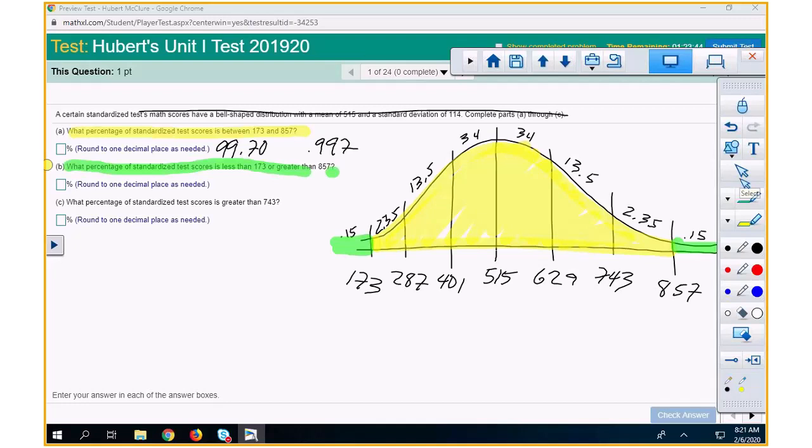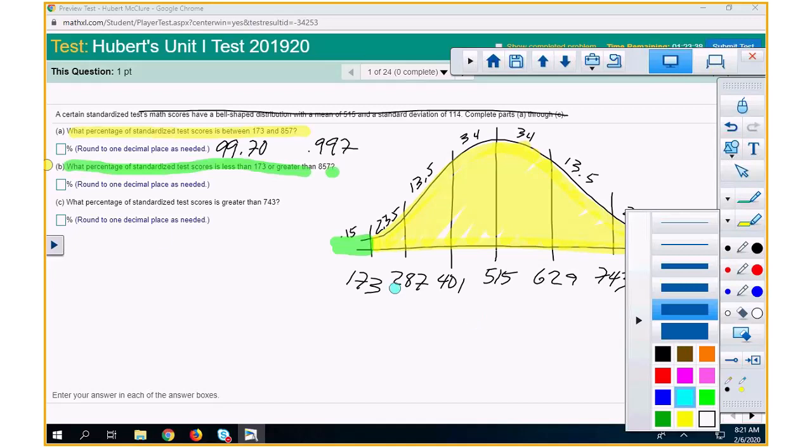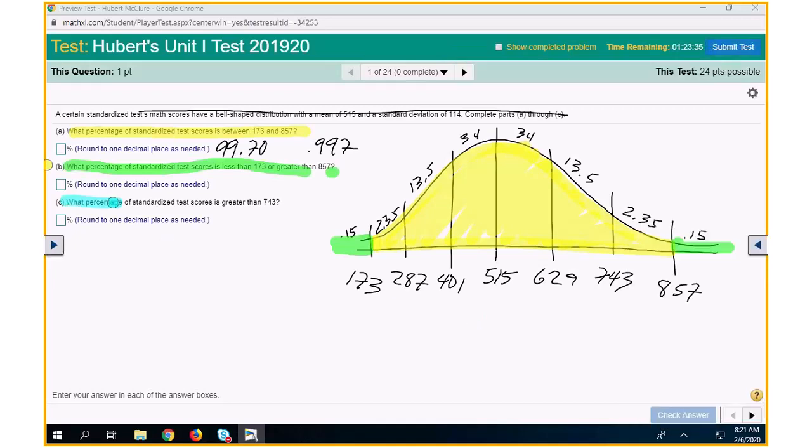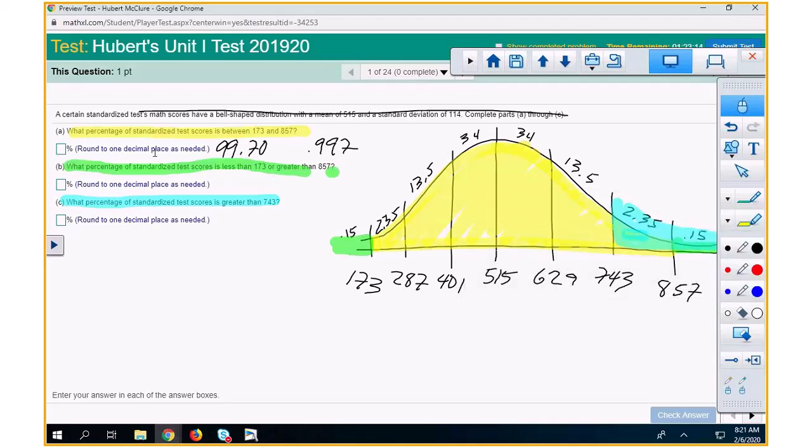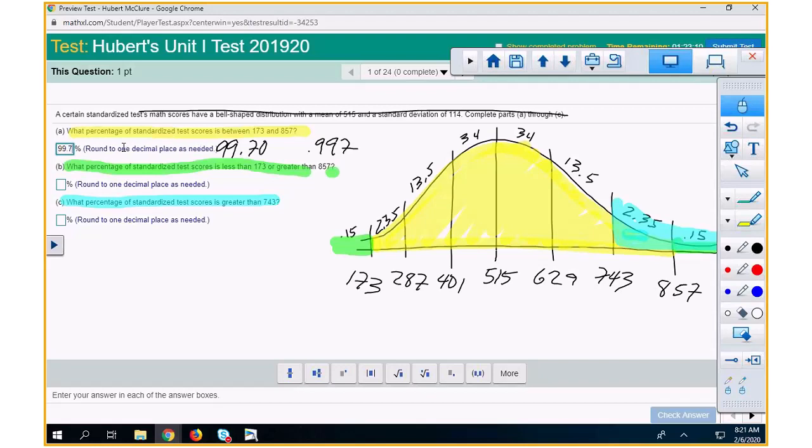So we'll fill these in just a second. And now let's do aqua. What percentage is greater than 743? 2.5%. So let's go to our handy dandy. That'd be 99.7. And that'll be what did we say, 0.3? And 2.5.